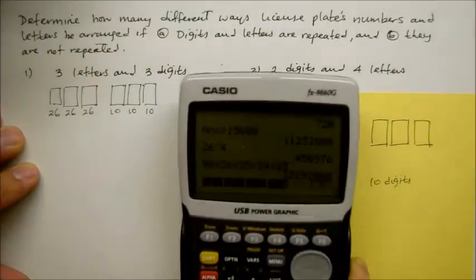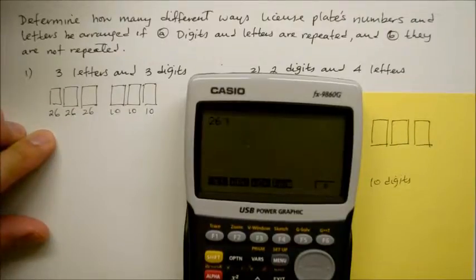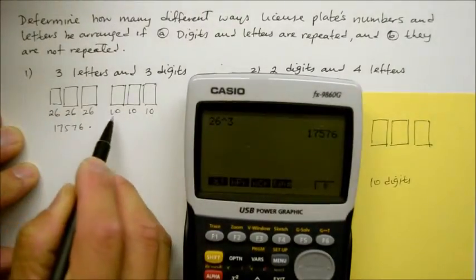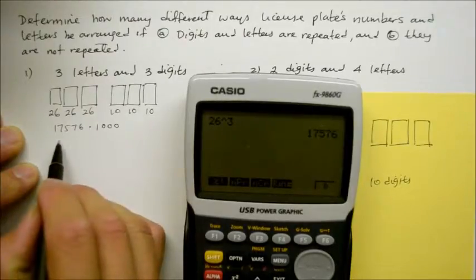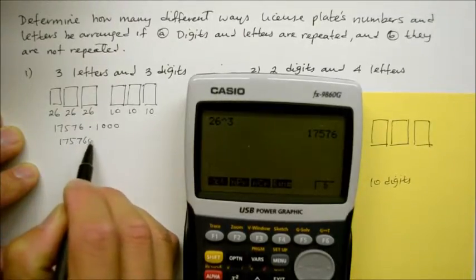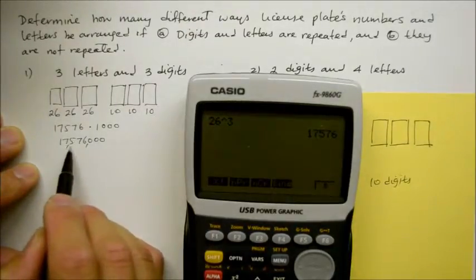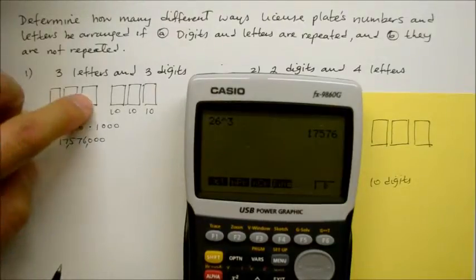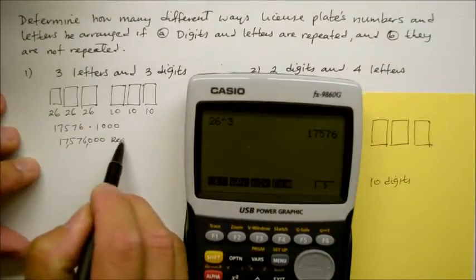To make your life easier, let's use a calculator. 26 raised to the third power is 17,576. Times 10, 10, 10, that's 1 with 3 zeros. That's the base 10 rule, so that's 17,576 with 3 zeros. So we have 17,576,000 possible ways of arranging our license plate, if we're allowed to repeat.